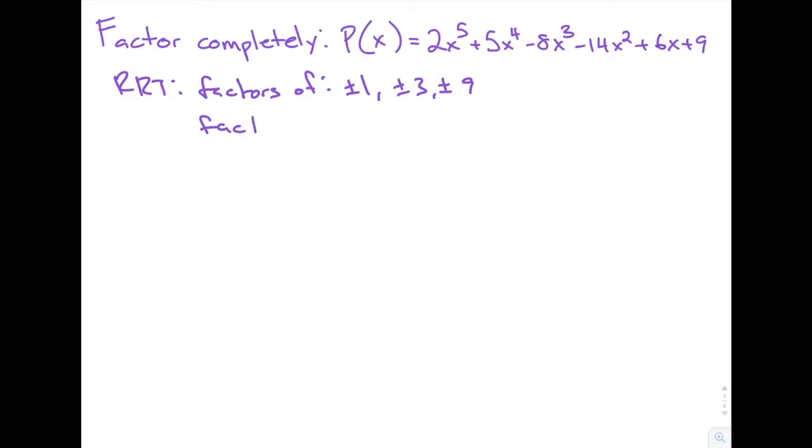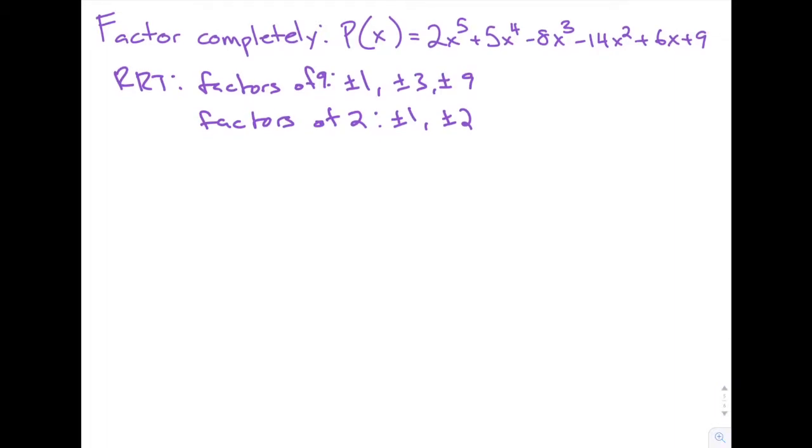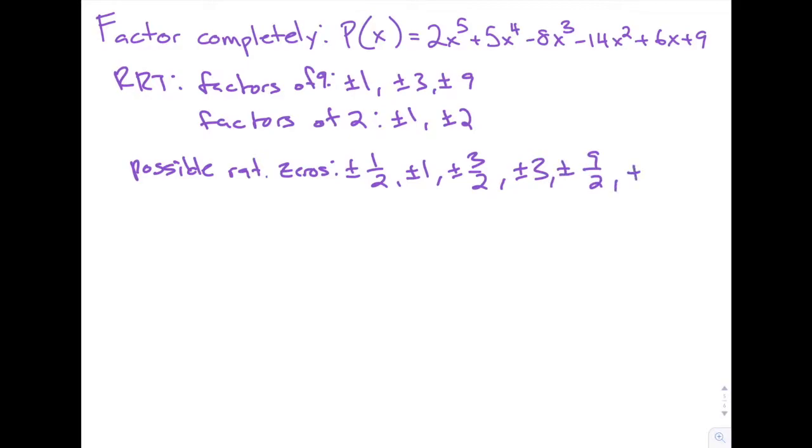And the factors of 2 are just plus or minus 1 and plus or minus 2. So now we take each of those factors of 9 and put them over the factors of 2, which will give us the list of possible rational zeros of p. The possible rational zeros are plus or minus 1/2, plus or minus 1, plus or minus 3/2, plus or minus 3, plus or minus 9/2, and plus or minus 9.